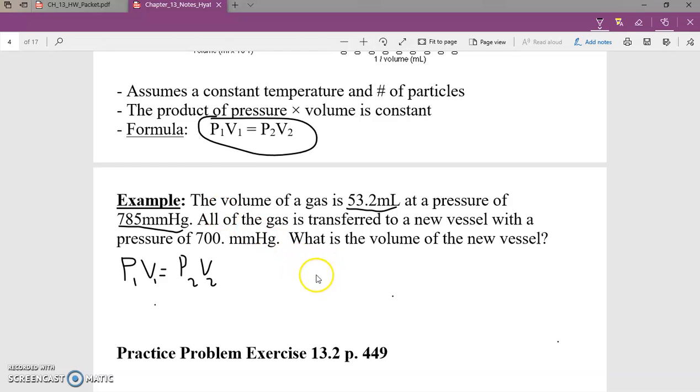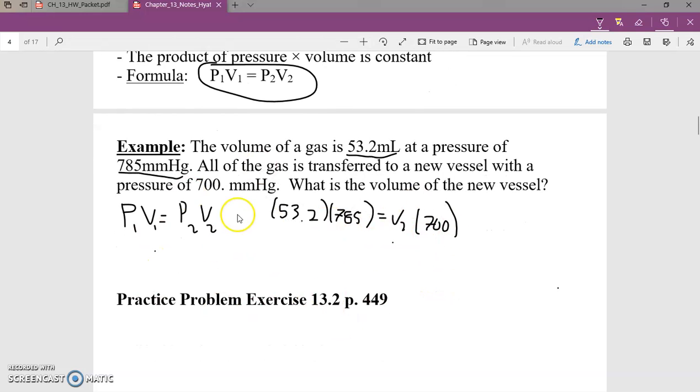So let's plug that into our equation, because we'll find that the volume is going to be unknown here, but the pressure is going to be 700 millimeters mercury for the second pressure. So 53.2, we'll multiply that by 785, equal to some unknown V2 times 700 millimeters mercury. I'm only working with a mouse, so it's kind of hard to work with, but you can see this equation working right now because we have the second volume here to work with.